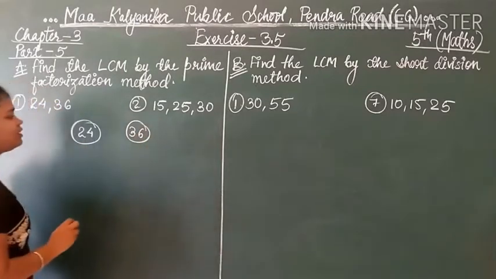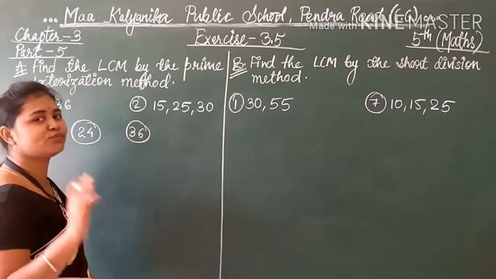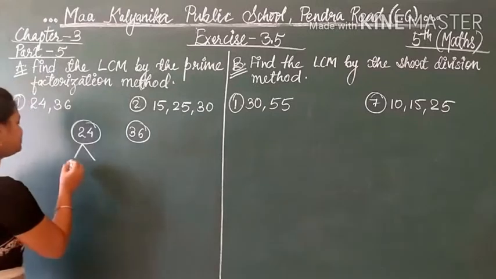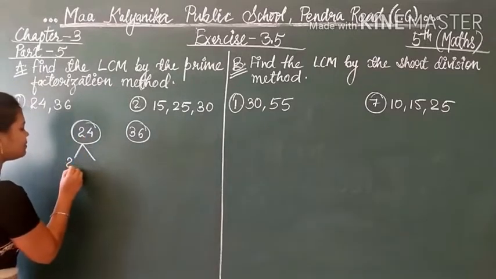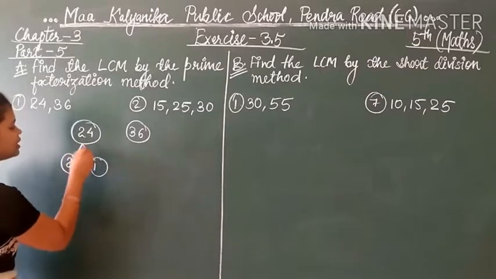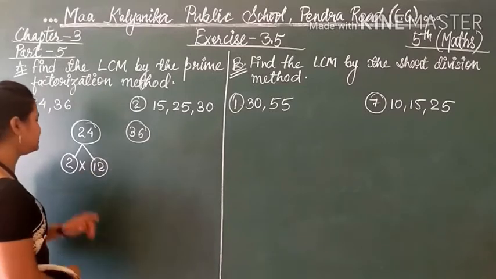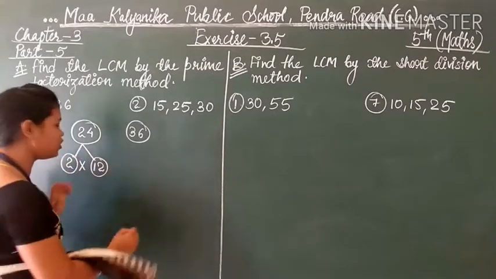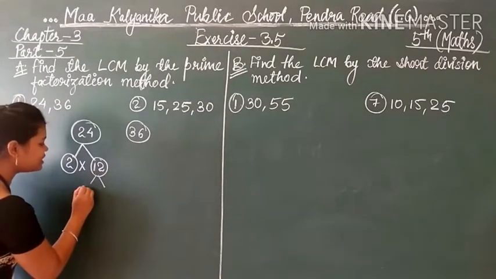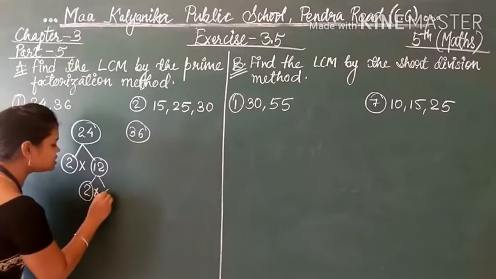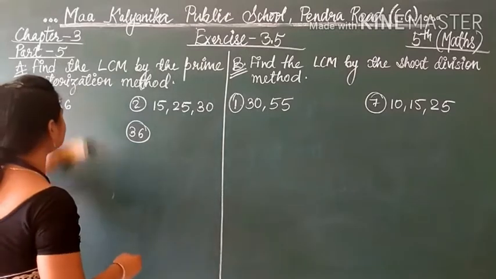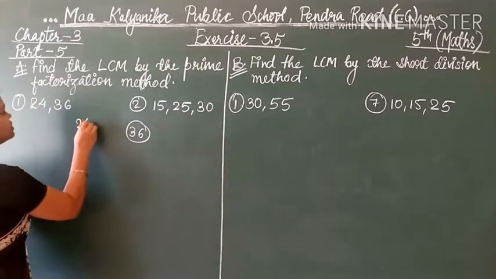So students, in 24 and 36 by prime factorization, first find the prime factors of the numbers, means by which number it can be divided. Starting from 2, take a prime number 2, multiplied by how much to get 24? 2 ones are 2 and 2 twos are 4. So 2 12s are 24. Okay, 12 can be further divided. Yes students, it can be further divided. 2 6s are 12. Okay, I am writing shortly so that it will be visible to you.